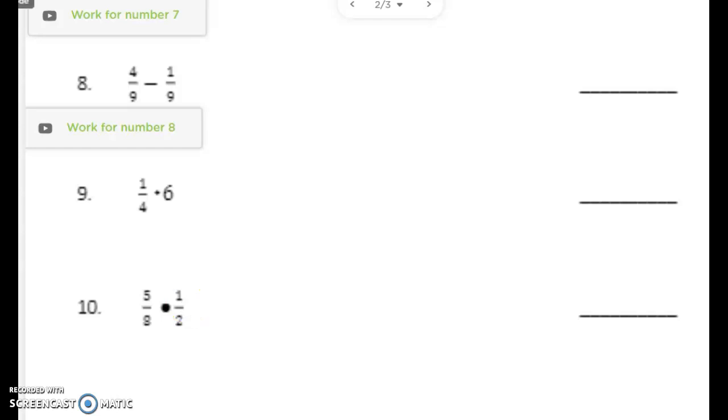Number 9. 1/4 times 6. How do you multiply a fraction times a whole number? You have to write the whole number over 1. So 1/4 times 6 over 1. When I multiply fractions, I multiply straight across. 1 times 6 is 6. 4 times 1 is 4.